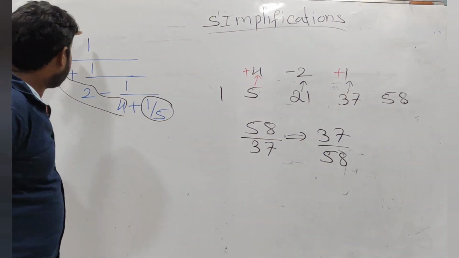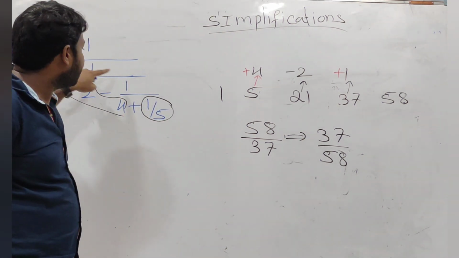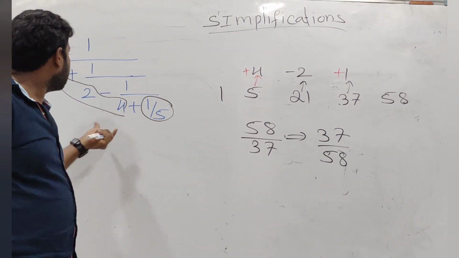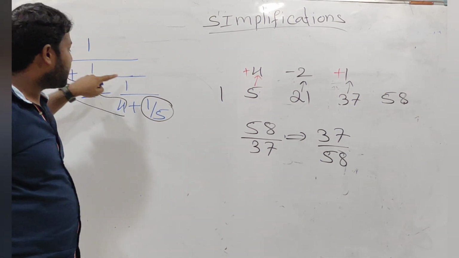Now the model is everything here should be 1: 1 by, 1 by, 1 by. If 1 is not there, how to do? That I will tell in the next class.